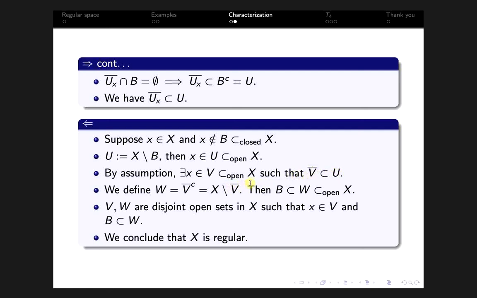So X minus U is contained in X minus V closure. That is, X minus U is contained in W, and therefore X minus U, which is equal to B, is contained in W. So B is contained in W, and W is open in X.